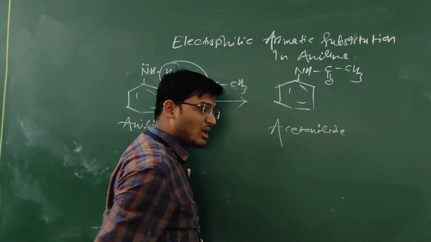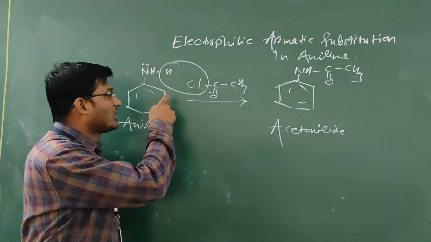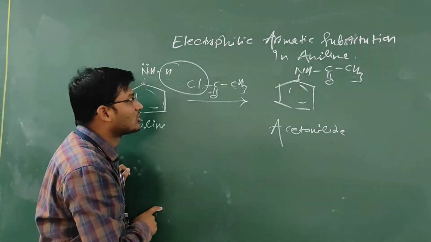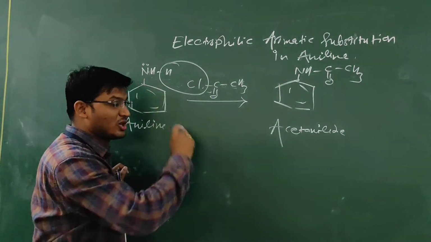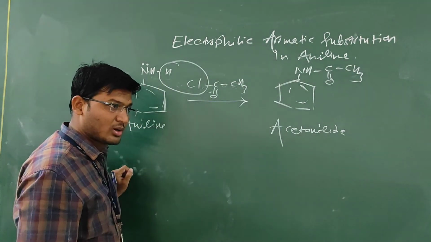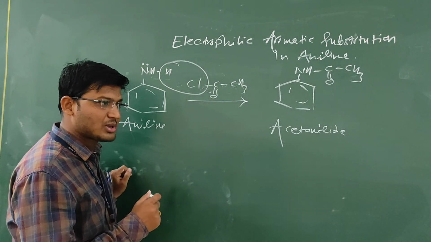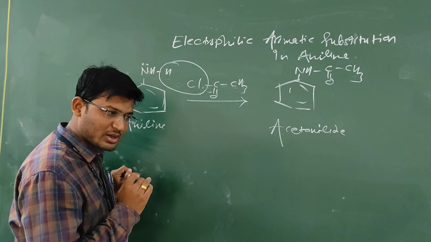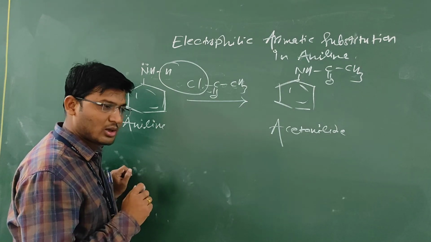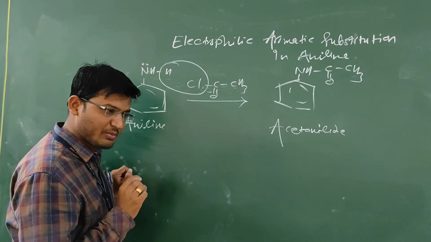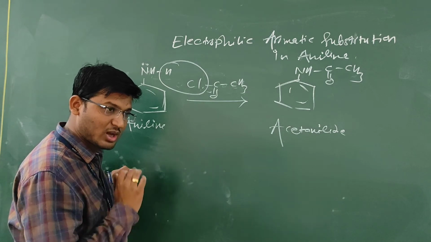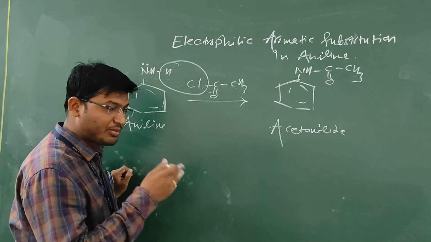Why is this protected? If it is not protected, then this NH2 undergoes protonation and forms the anilinium ion, which becomes electron withdrawing, and the incoming electrophile attacks the meta position and forms the meta product in most of the amount.